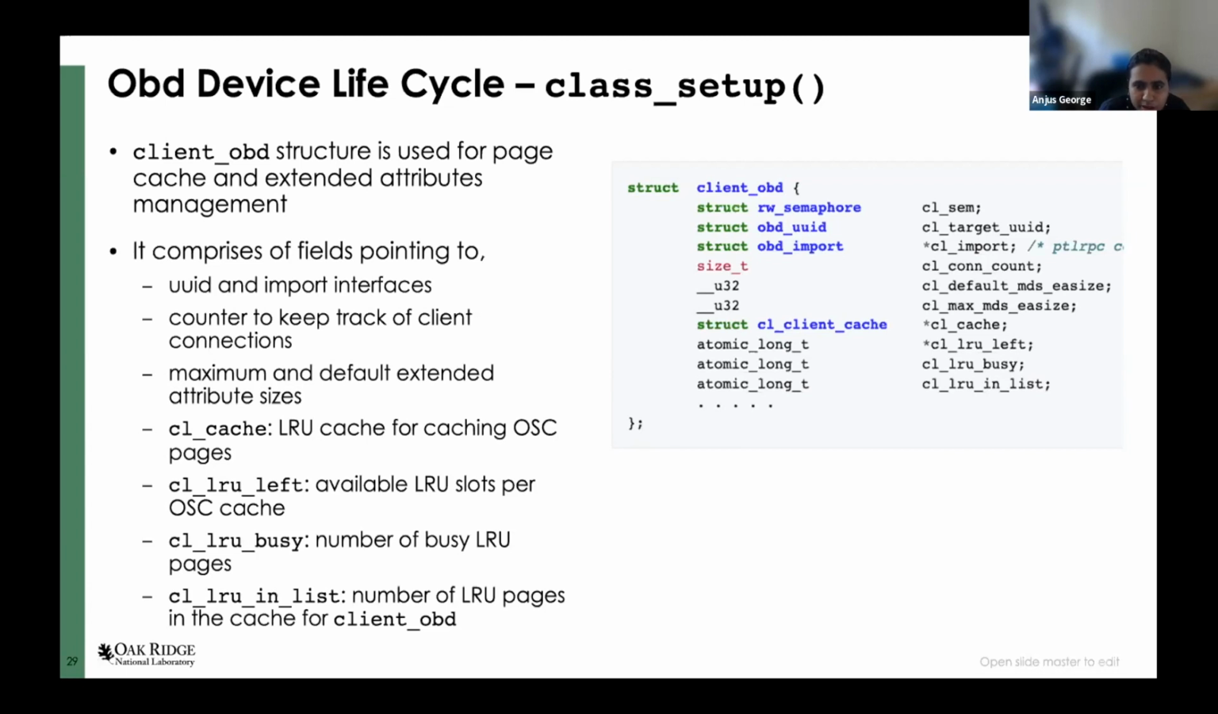A few other fields used for cache handling are CL cache, which is the LRU cache for caching OSC pages, CL LRU left that maintains the LRU slots per OSC cache, and CL LRU busy, which indicates the number of busy LRU pages. CL LRU in list keeps track of the number of LRU pages in cache for this client OBD.